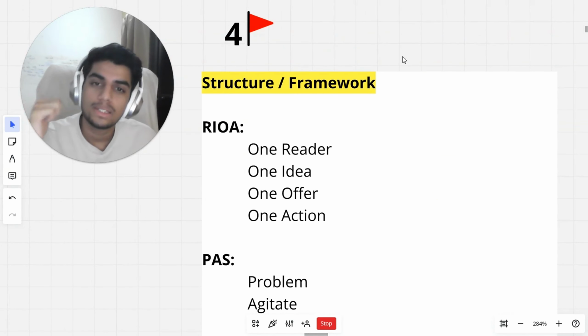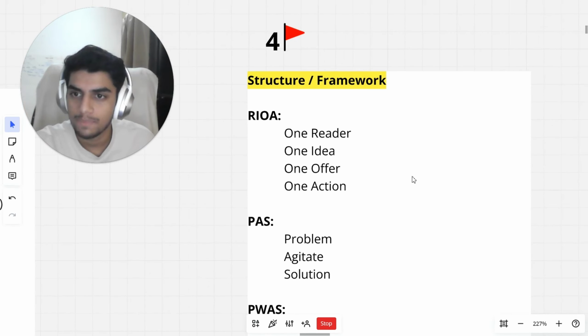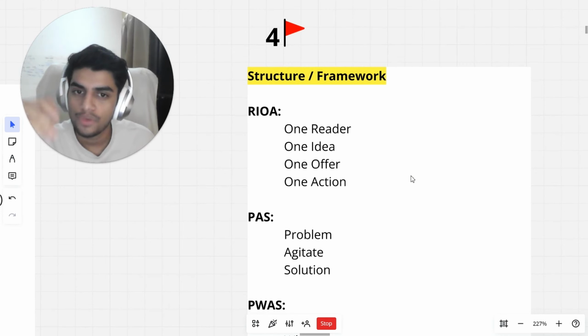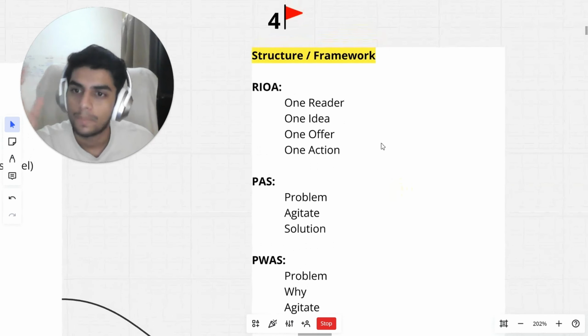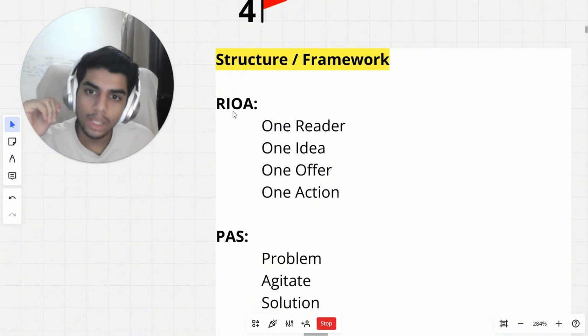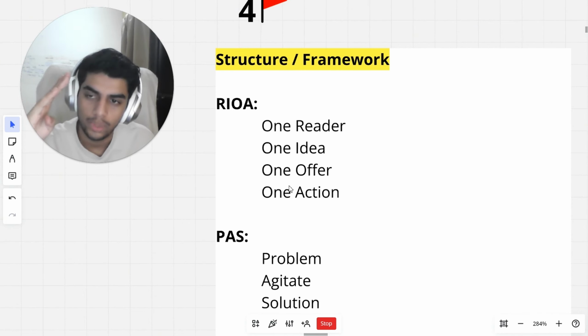Anyways, structure and framework is what a copy is based around. A copy follows a particular structure, especially for beginners. I don't think professional copywriters focus too much on framework and structure, but these are the things that actually make a copy. So RIOA, I think that's how it's pronounced. RIOA is basically one reader, one idea, one offer, one action.